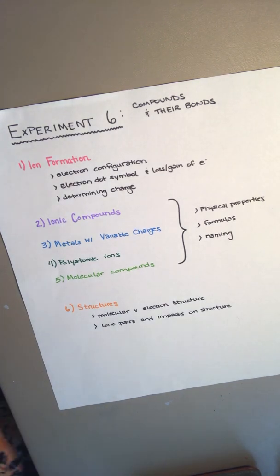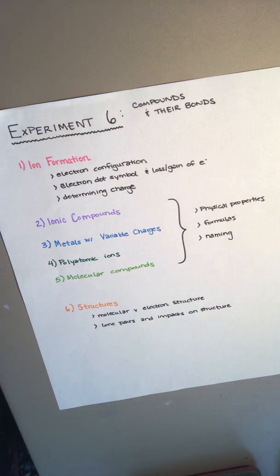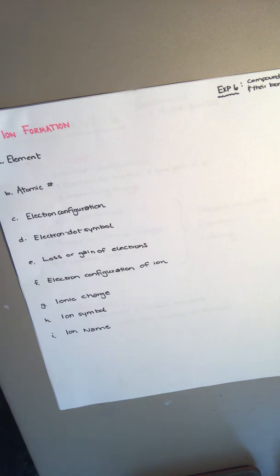Finally, we have our structures, and our structures are actually going to differ a little bit based on molecular or electronic structure, as well as what is the actual impact that a lone pair has on structure. So, with that in mind, we're going to skip to the first portion, or ion formation.